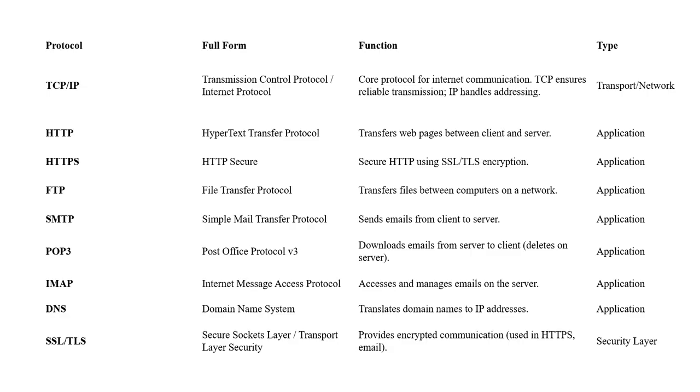Next protocol, IMAP. IMAP is Internet Message Access Protocol. The function of IMAP is to access and manage emails on the server. It comes under the type application. DNS, Domain Name System. The function of DNS is to translate domain names to IP addresses. It comes under the type application.